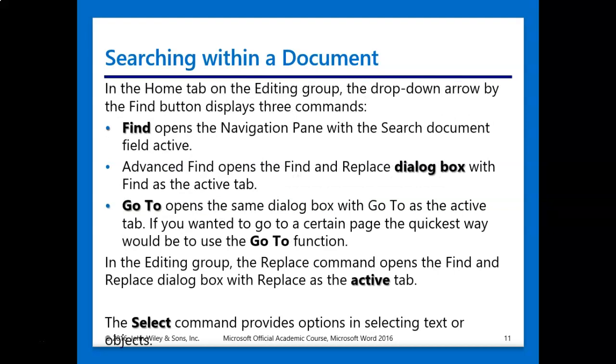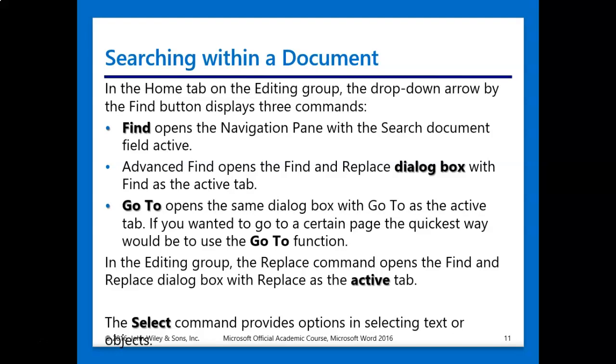In the Home tab on the Editing group, the drop-down arrow by the Find button displays three commands. Find opens the navigation pane with the Search document field active. The Advanced Find opens the Find and Replace dialog box with Find as the active tab. Go To opens the same dialog box with Go To as the active tab. If you wanted to go to a certain page, the quickest way would be to use the Go To function.